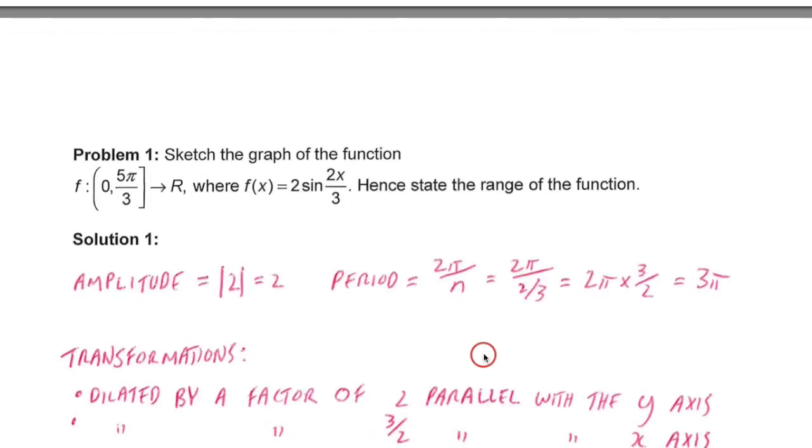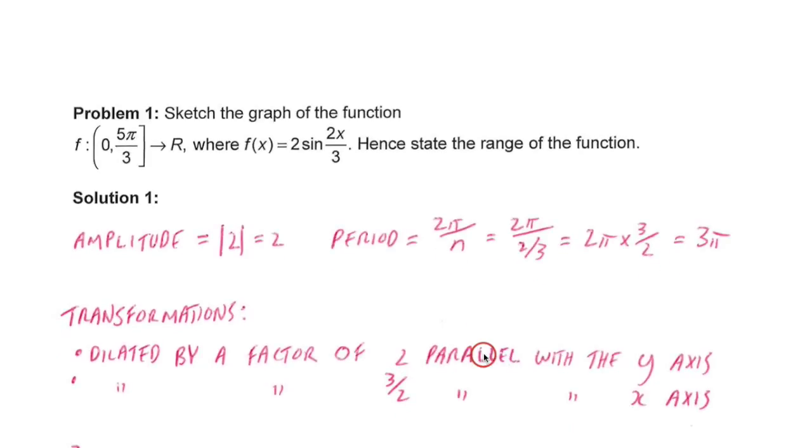Describing the transformations is always a good idea, just to get our heads around what's happening. First of all, it's dilated by a factor of 2 parallel with the y-axis. That's given from this 2 here. That just means that every y value on the original y equals sin x has been multiplied by 2. Also, we see that it's been dilated by a factor of 3 on 2 parallel with the x-axis. So what this tells us is that every x value on the original graph has been multiplied by 3 on 2.